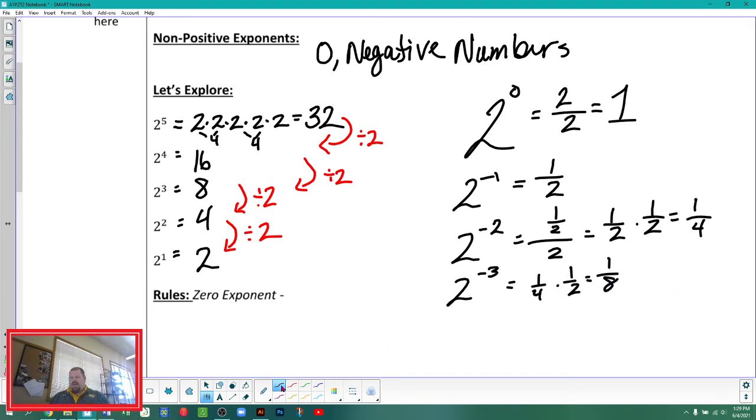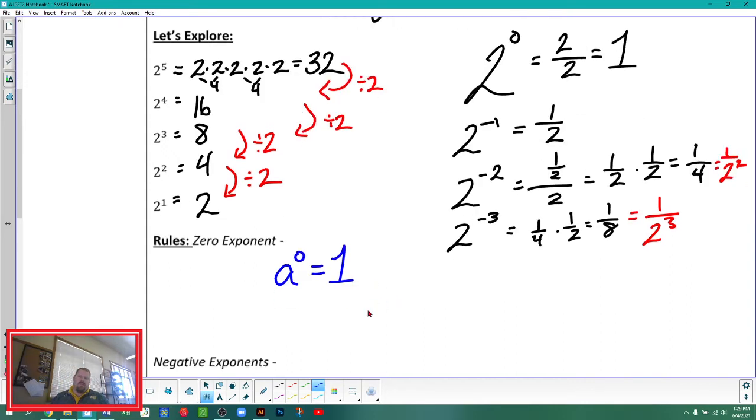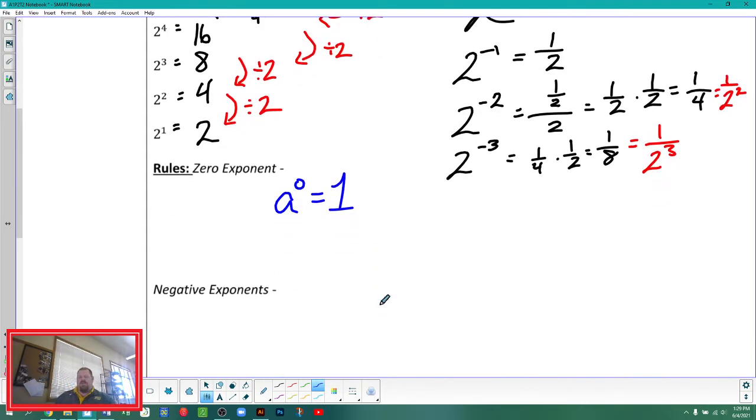Now it turns out that in each one of these, we could have actually written 1/4 as 1 over 2 to the 2nd power, and 1/8 as 1 over 2 to the 3rd power. That's going to come into play in just a second. The rules that we have: a 0 exponent is kind of quick and easy. Any number to the 0 power is equal to 1.